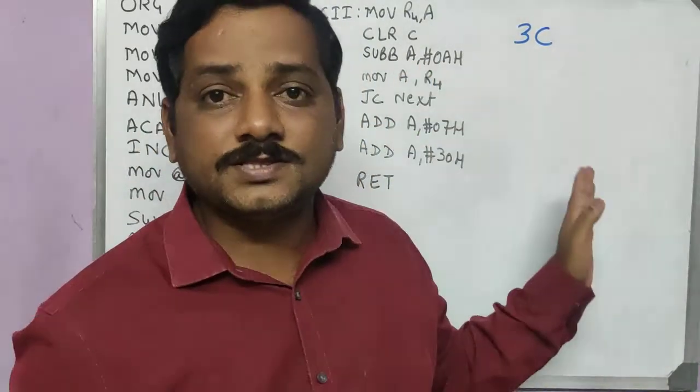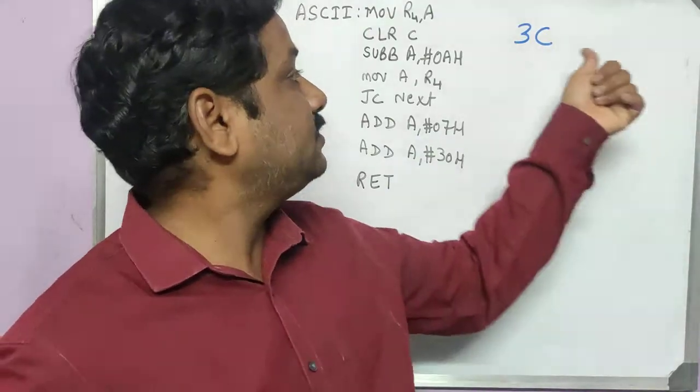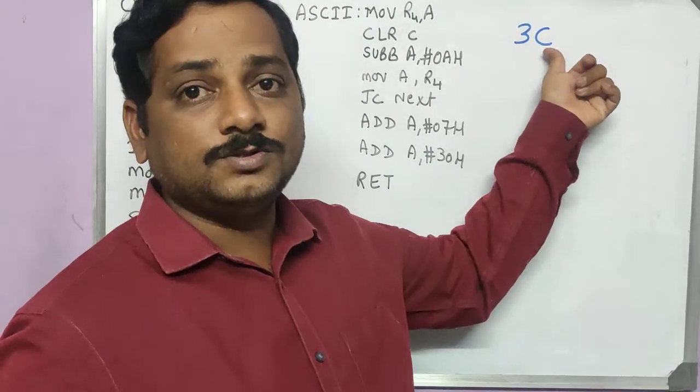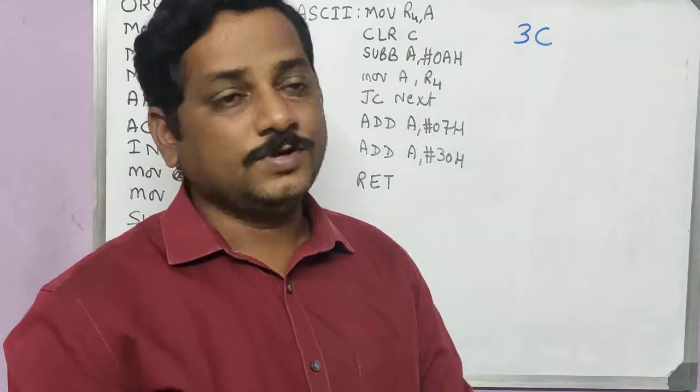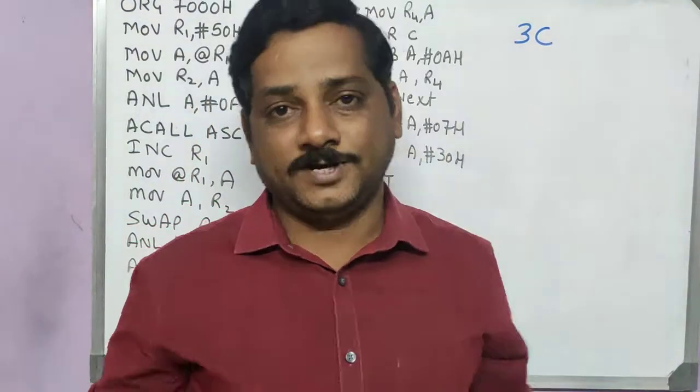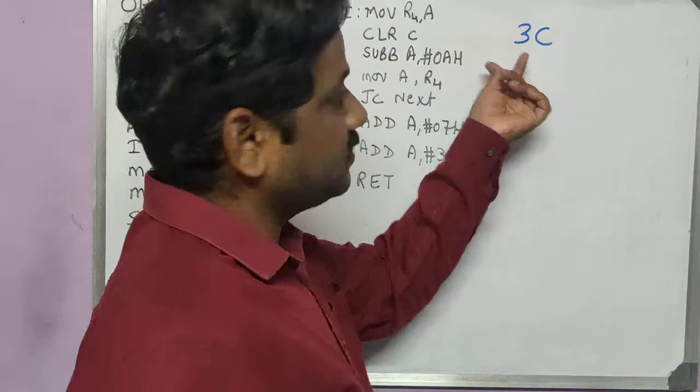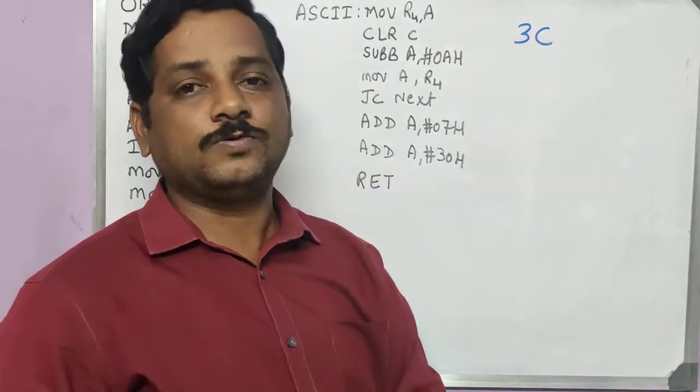Now convert this into ASCII. This is a hexa number, this is another number. Two separate numbers have to be separated now. You cannot take 3C combinedly and convert it. So if this is the input, let's see how to convert it.